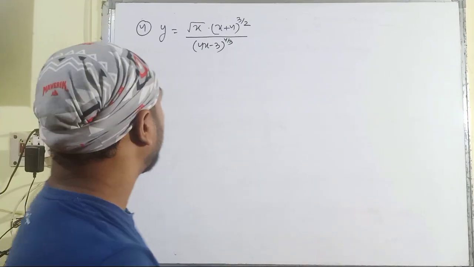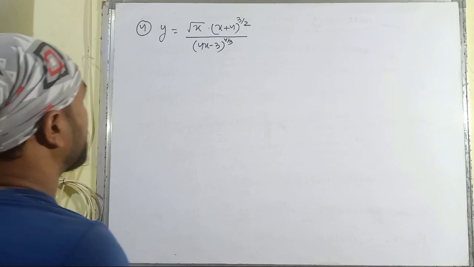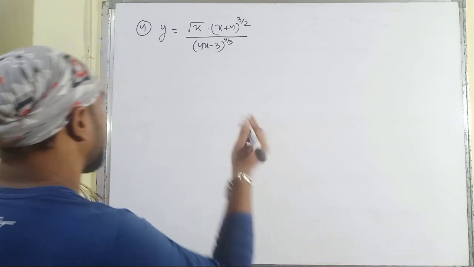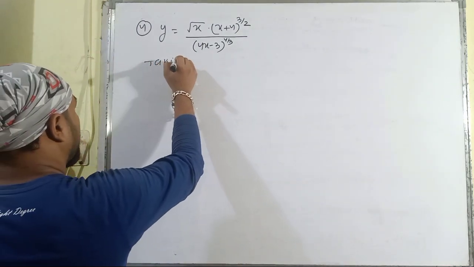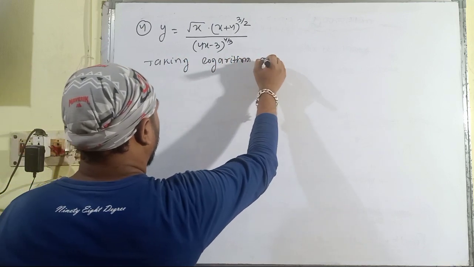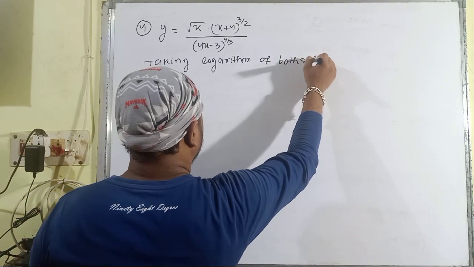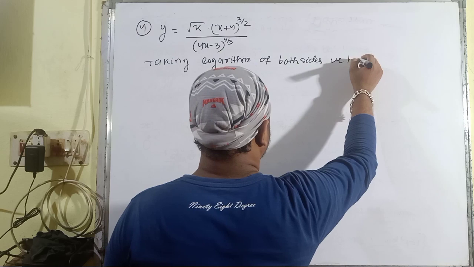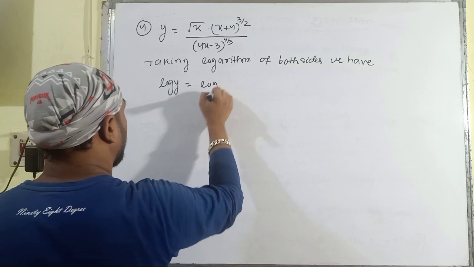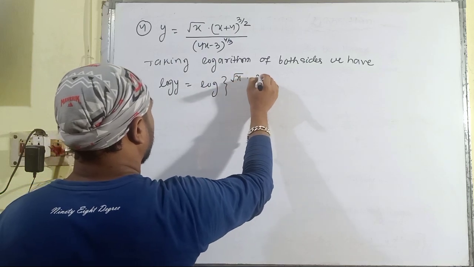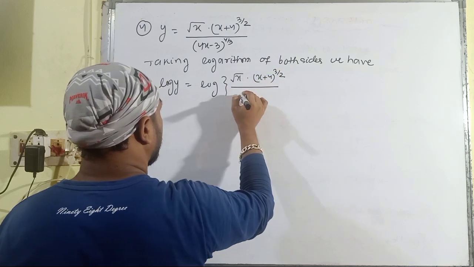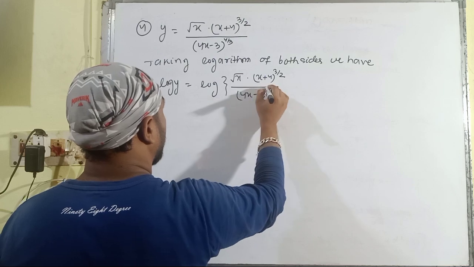Coming to problem number 4, y is given as the square root of x multiplied with (x+4) to the power 3/2, whole divided by (4x-3) to the power 4/3. Taking logarithm of both sides, we have log y is equal to log of [root x multiplied with (x+4)^(3/2) divided by (4x-3)^(4/3)].